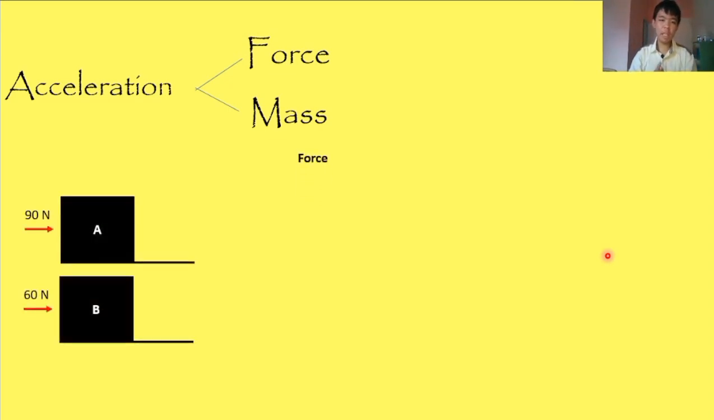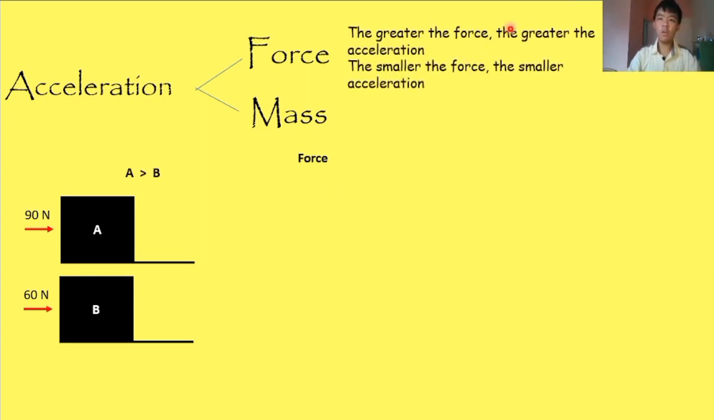Force. Let's say we have two boxes, box A and box B. Both boxes have the same amount of mass, but are being pushed with a different amount of force. Box A is being pushed with 90 newtons and box B is being pushed with 60 newtons. Box A will acquire the greater acceleration than box B, because the greater the force, the greater the acceleration, and the smaller the force, the smaller the acceleration.